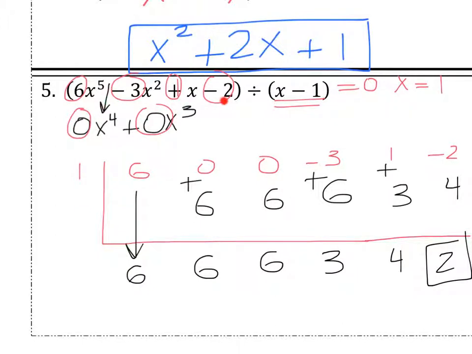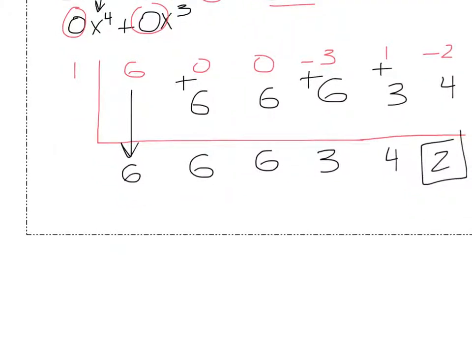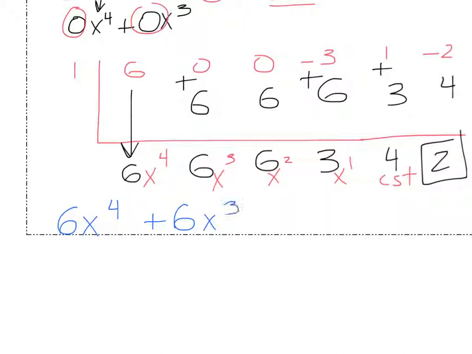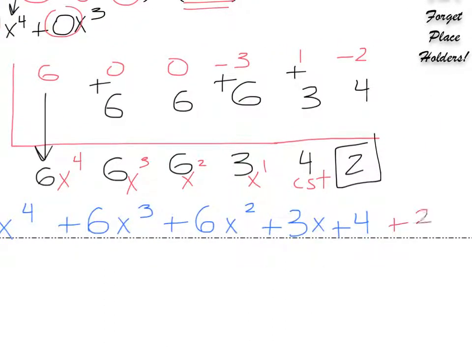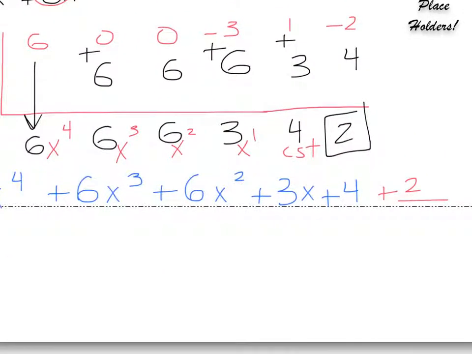Now, the power of the dividend is to the power 5. So my answer is going to be to the power 4. And as you can see, it will match. There will be a 1 for each one of them. You see that? How the numbers are correct? 4, 3, 2, 1, and 0. So the answer is going to be 6x to the power 4 plus 6x to the power 3 plus 6x to the power 2 plus 3x plus 4 plus the remainder over the divisor. In this case, the divisor was x minus 1. And that would be your final answer.